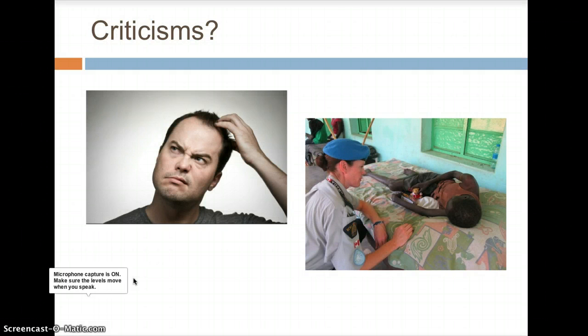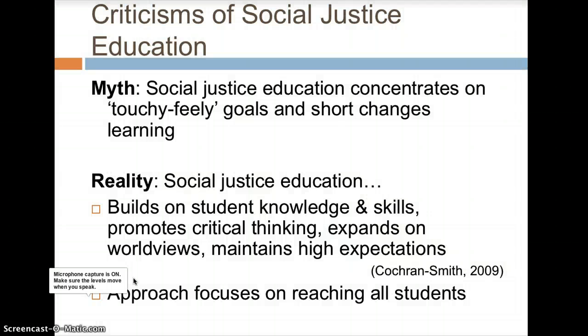Why wouldn't an educator want to teach through social justice? Why would there be criticisms? What are they? The first criticism: social justice education just concentrates on touchy-feely goals and short-changes learning. The reality is social justice education builds on student knowledge and skills, promotes critical thinking, expands on worldviews, and maintains high expectations. This approach also focuses on reaching all students, especially those who are marginalized or at risk.